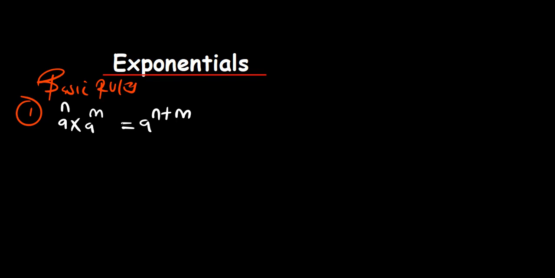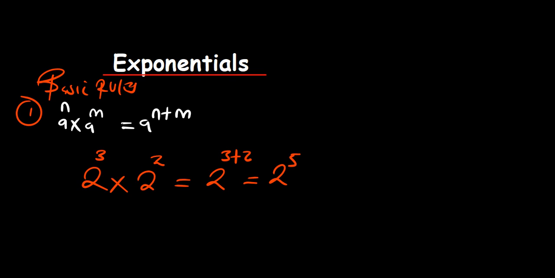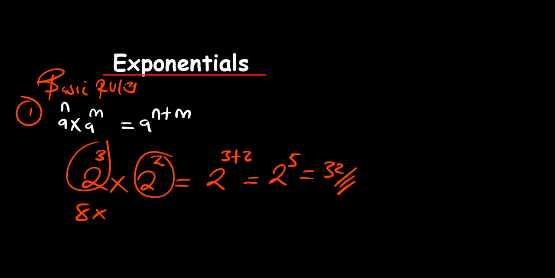An example that I can give is, if I'm multiplying 2 multiplied by 2, where this 2 is raised to the power 3, and this one is raised to the power 2, my answer therefore is going to be 2 to the power 3 plus 2. Okay, that will just give me 2 to the power 5. 2 to the power 5 is 32. Or you can even try it. This is 2 to the power 3, that is 8, multiplied by 2 to the power 2, that is 4. A 4 multiplied by an 8 is still 32. So this is the same principle about indices.